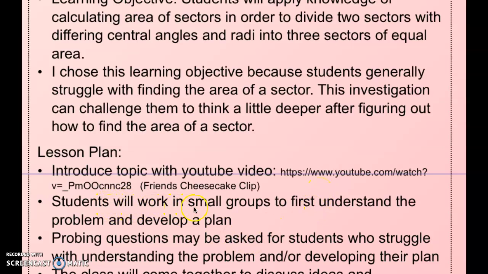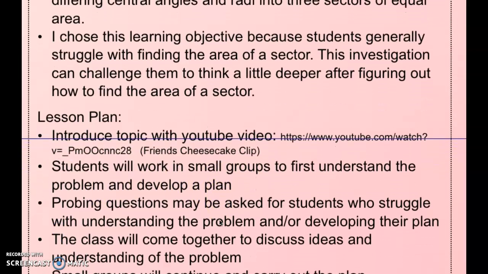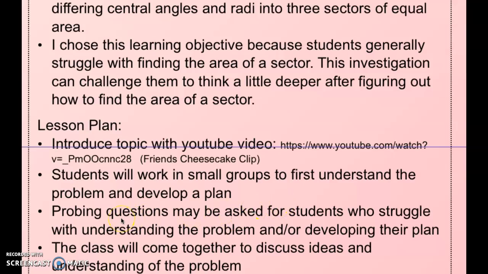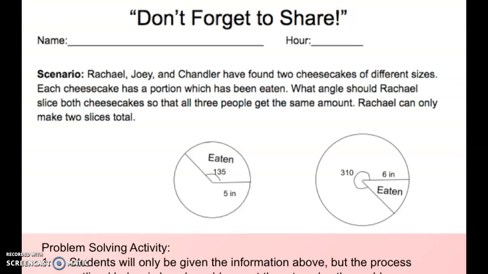So what I would do first is students are going to split up into small groups, and then they would try to develop a plan for the problem. And I suppose I'll show you what the problem is here first. I called it Don't Forget to Share.